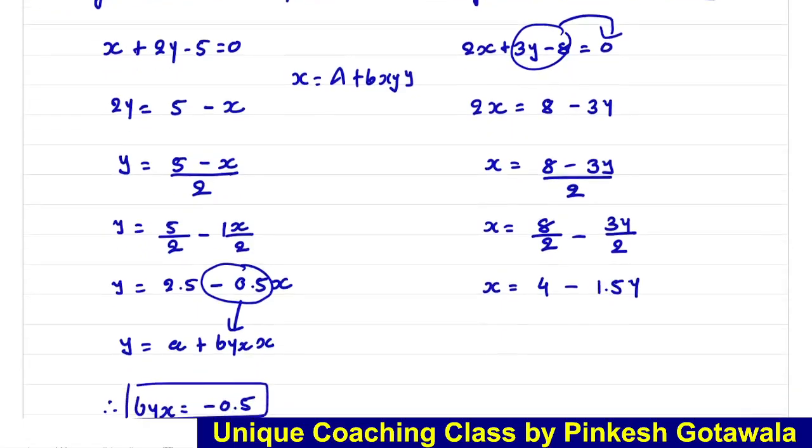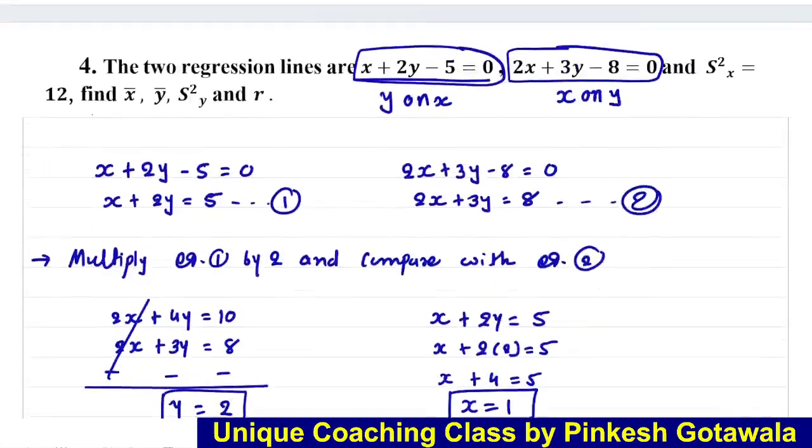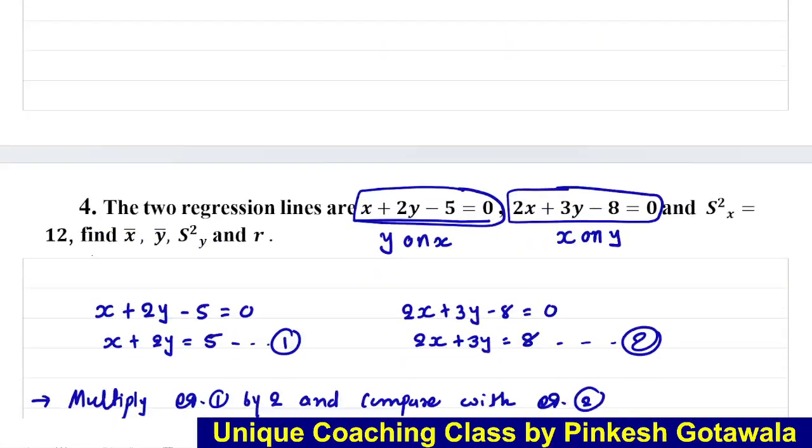Now here the same point, write the basic form. So we come to know that b value is minus 1.5. Remember here same, b value is minus 1.5. So we get the byx and bxy. Now come to the question, what they ask to find out. First x square x also given 12. Okay, what they ask: x bar and y bar and x square y and r.